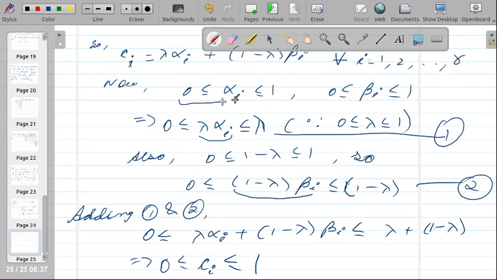So we have just used the fact that 0 less than or equal to alpha i less than or equal to 1, so we can multiply both sides by lambda because lambda is non-negative. And also 1 minus lambda is non-negative, okay, because lambda lies between 0 and 1, so 1 minus lambda also lies between 0 and 1, okay. And then we can multiply both sides by 1 minus lambda, and then we just add them up. So we get that all the scalars ci lie between 0 and 1, okay.